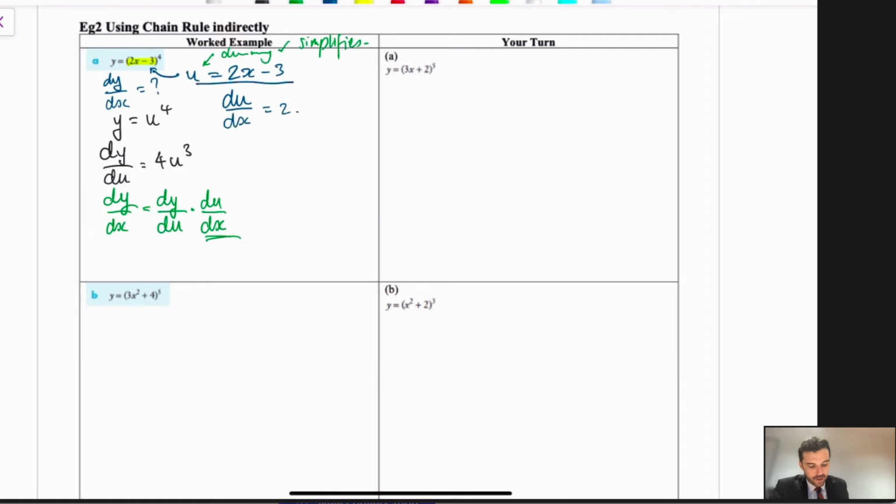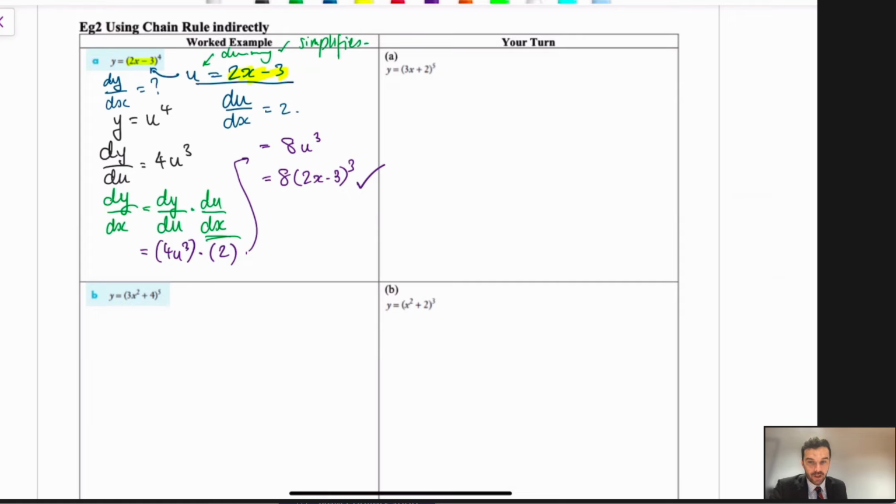So now we can find our answer. dy by du is 4u to the 3 times by du by dx, which is 2. Okay, now I'm just running out of space here. So this is going to be 8u to the 3. We want to get rid of that u. Now remember, u was 2x - 3. So you just sub in 8, (2x - 3) all cubed. And that's your answer.